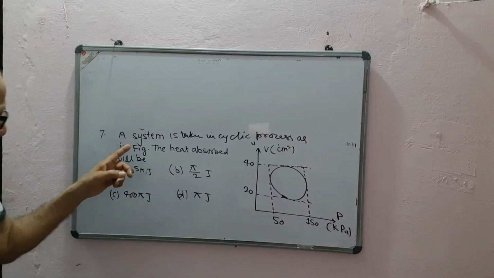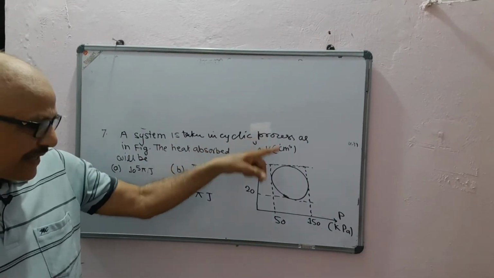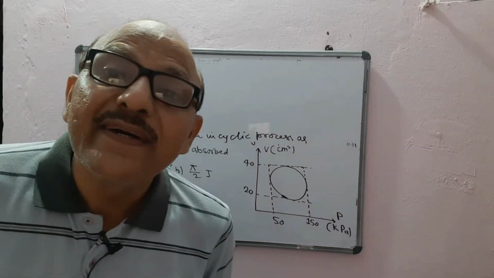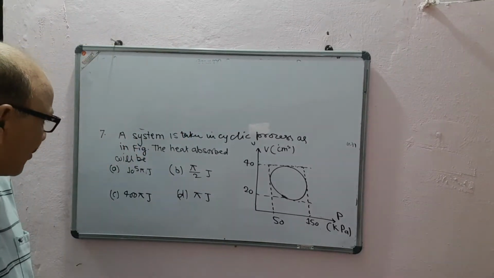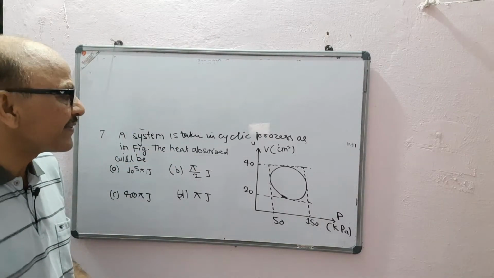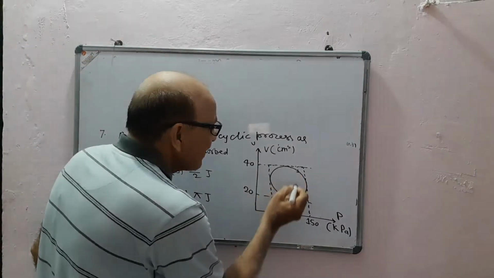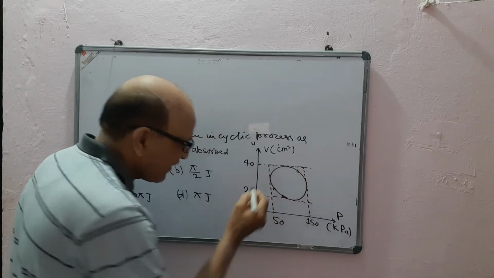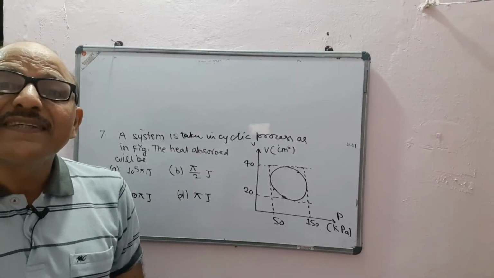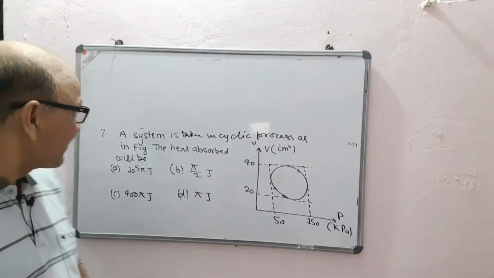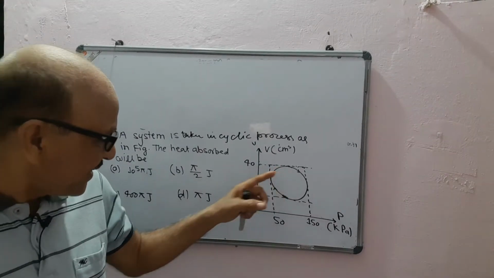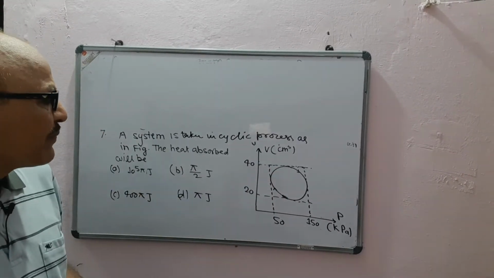The question is, a system is taken in a cyclic process as in the given diagram. So we have to find the heat absorbed by the system. This is a cyclic process, and you know, in a cyclic process, the internal energy change is 0. Therefore, delta U will be 0.